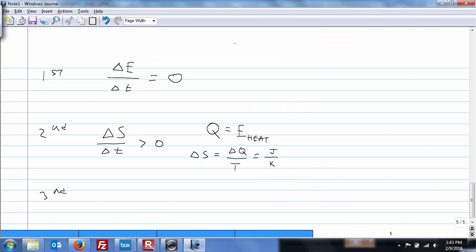Okay, so that's the first law. You can't create or destroy energy, only change the form that it's in. The second law says that entropy increases no matter what you do. The third law just says that the temperature of wherever you are is always greater than zero.